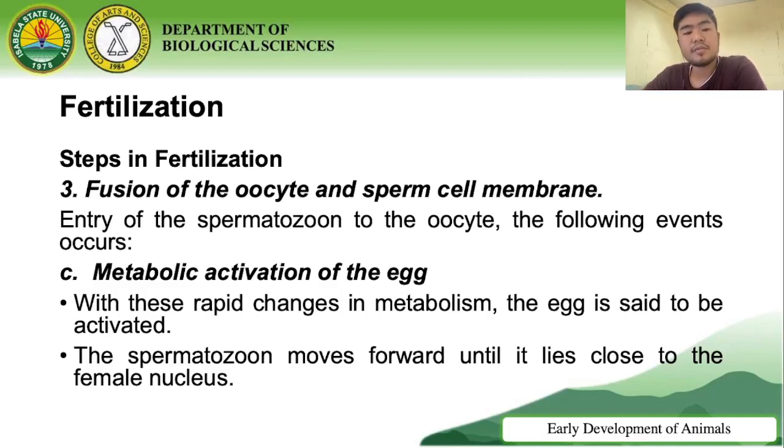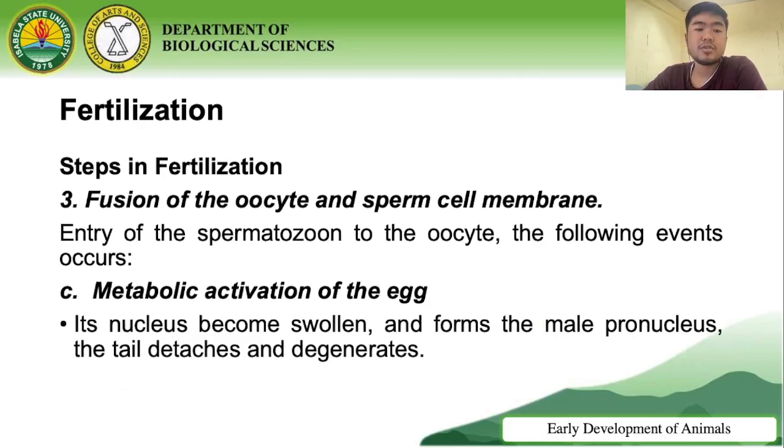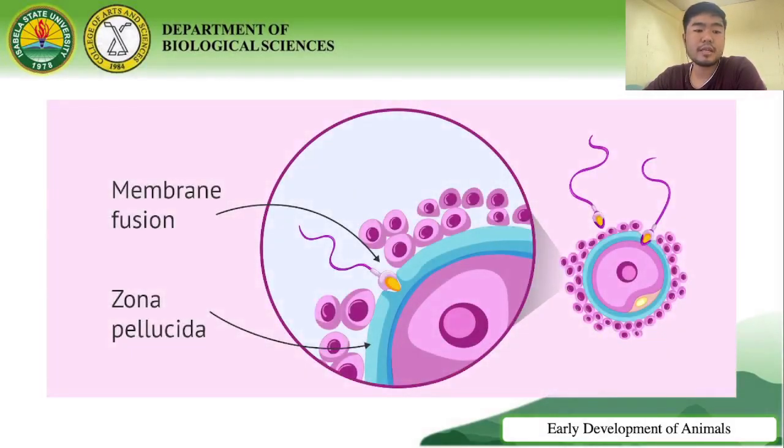Okay, and the spermatozoon moves forward until it lies close to the female nucleus, and its nucleus becomes swollen and forms the male pronucleus. The tail detaches and degenerates. Okay, so ayan na, nag-fuse na siya.